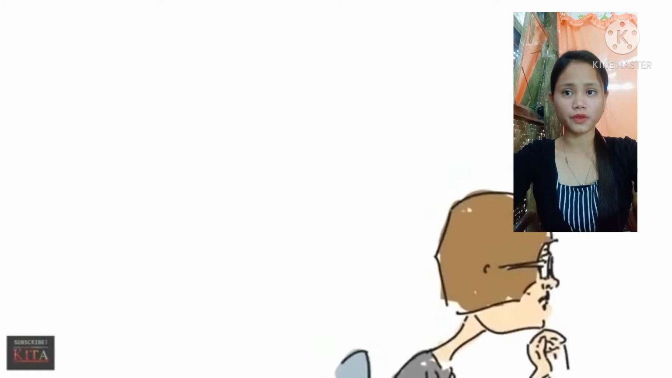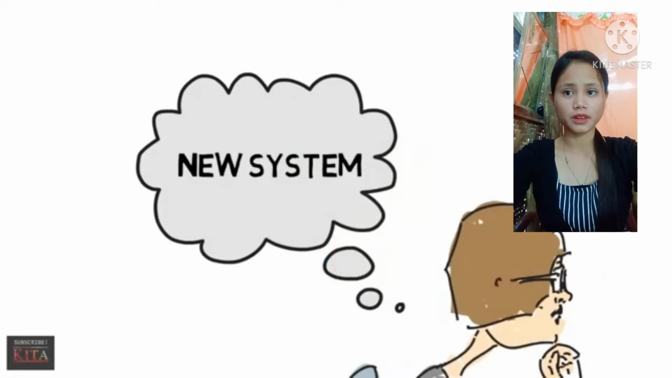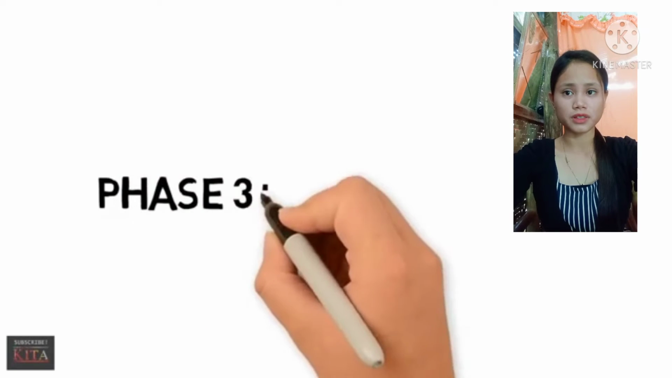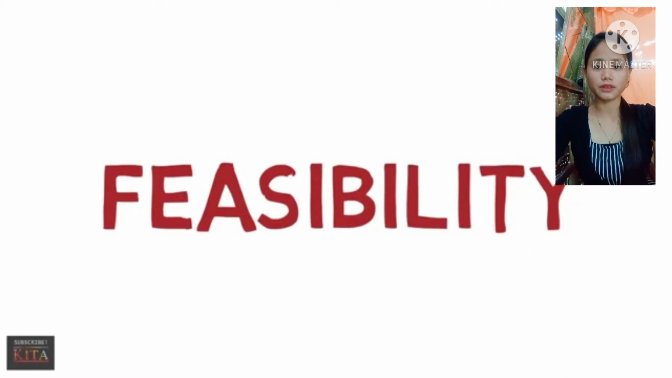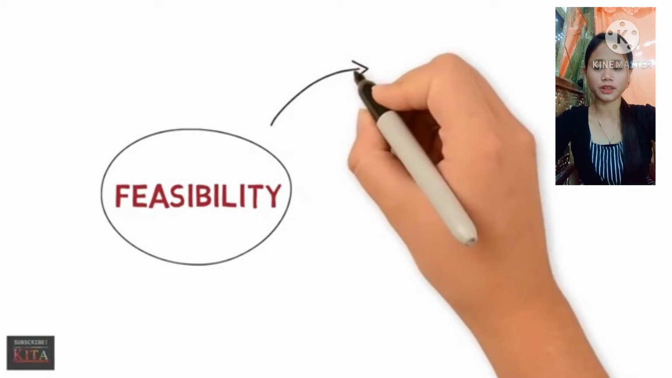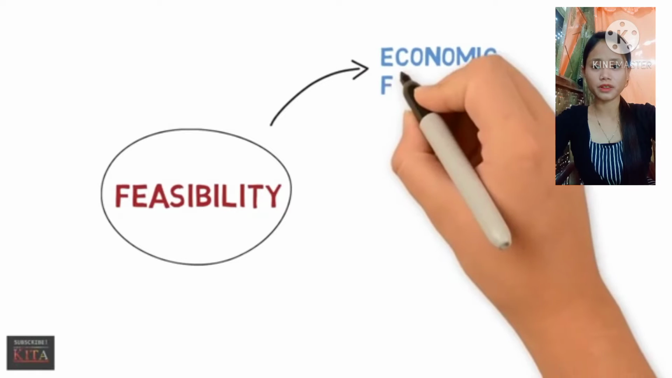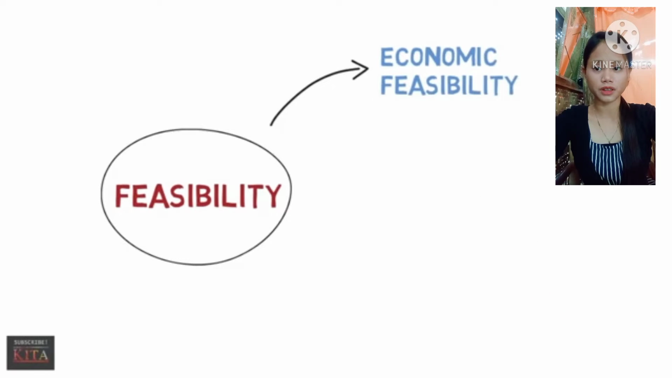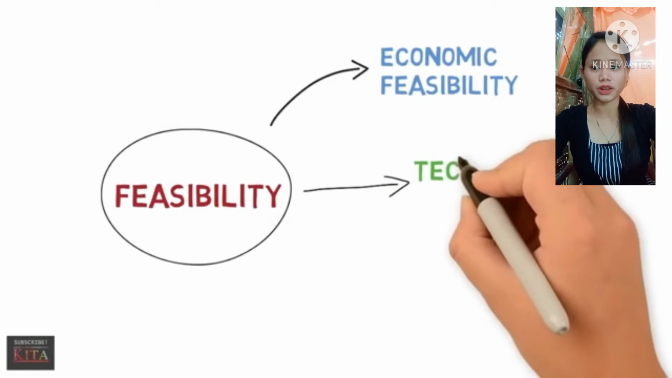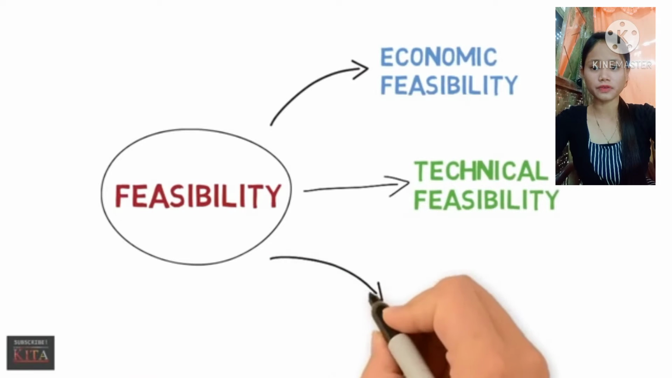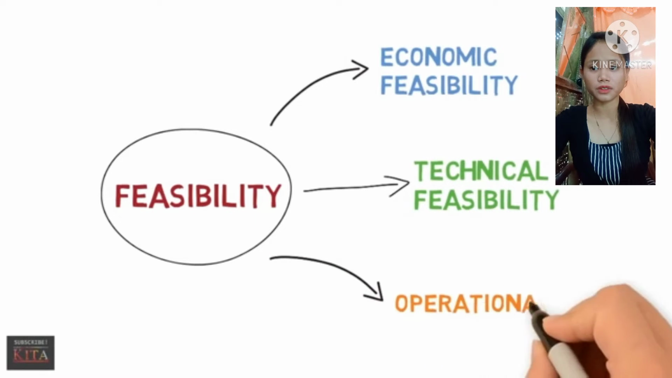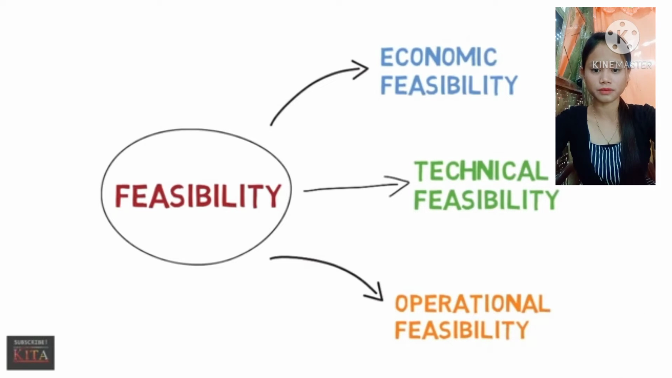Based on the user requirements and detailed analysis of the existing system, a new system must be designed. This phase is called system design, which is the most crucial phase in the development of the system. In this phase, designing an alternative system accounts for three types of feasibility. First is economic feasibility, which focuses on costs, benefits, and time for the system to pay for itself. Second is technical feasibility, which focuses on reliability of hardware, software, and available training. The last one is operational feasibility, which focuses on the fit of the system within an organization.